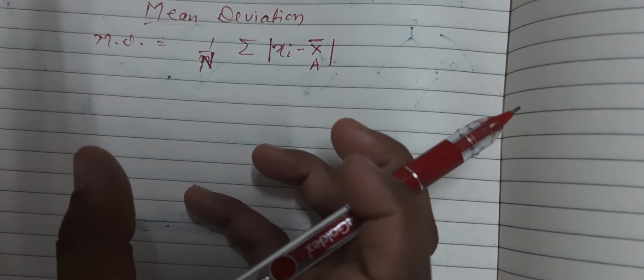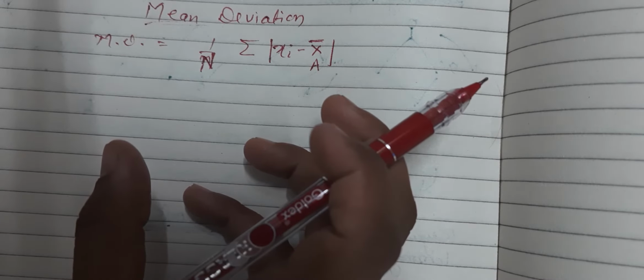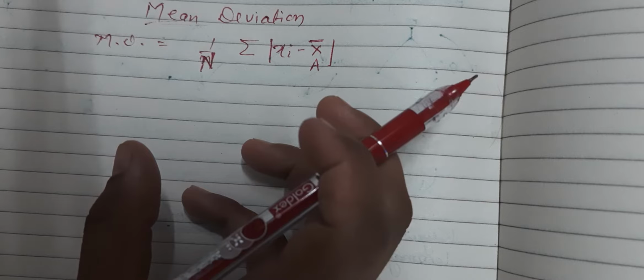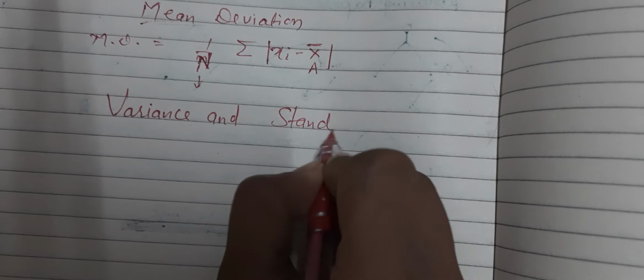In the computation of mean deviation we use absolute value, therefore it cannot be subjected to further algebraic treatment, right? Whatever answer we are getting after taking this absolute value is not exact, it is nearly equal. So now we have introduced another measure, variance and standard deviation.